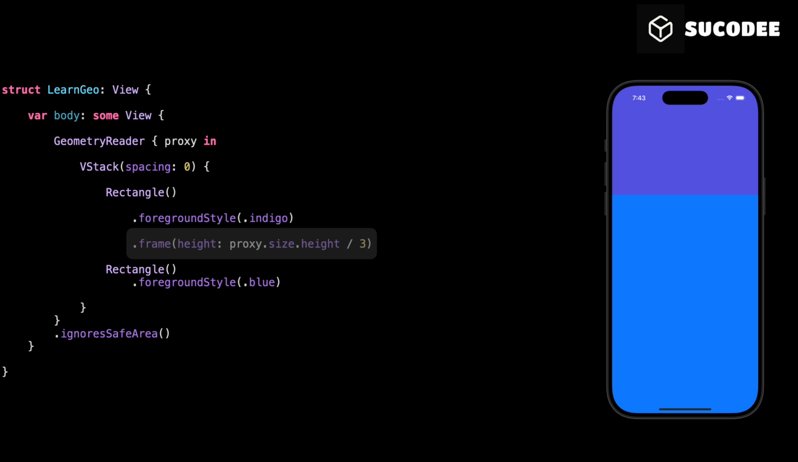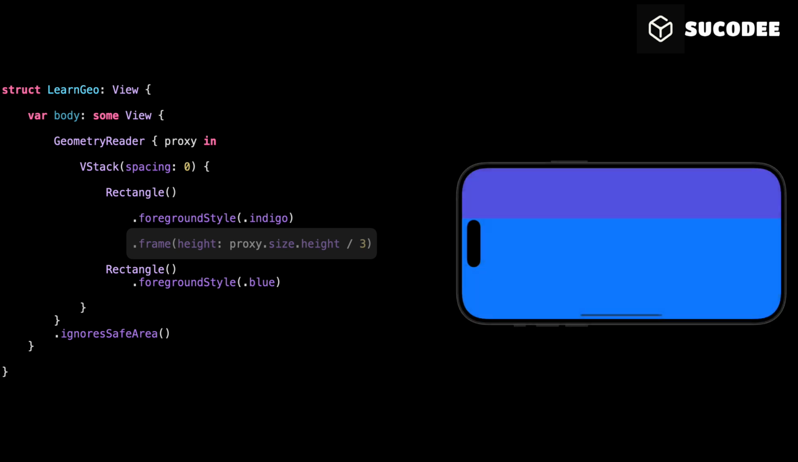We're giving it exactly 1/3 of the total screen height using proxy.size.height divided by 3. That means no matter what device you're using or how tall the screen is, this rectangle will always take up 1/3 of the height. Here's something cool to try. If you rotate the phone sideways from portrait to landscape, you'll see the size of the indigo rectangle change. That's because the screen height is now shorter, and GeometryReader gives us the updated size automatically.